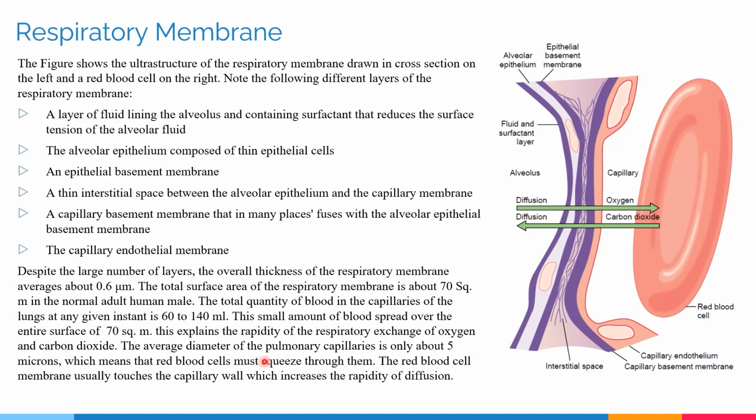The average diameter of the pulmonary capillaries is only about 5 microns, which means that the red blood cells must squeeze through them. The red blood cell membrane usually touches the capillary wall, which greatly increases the rapidity of the diffusion.